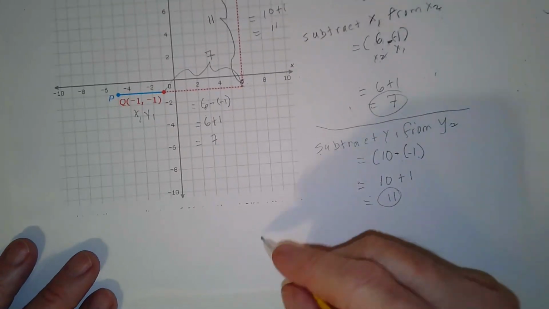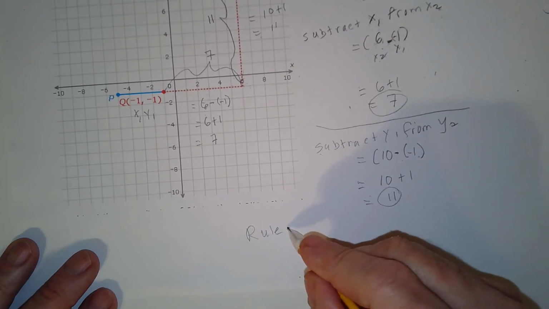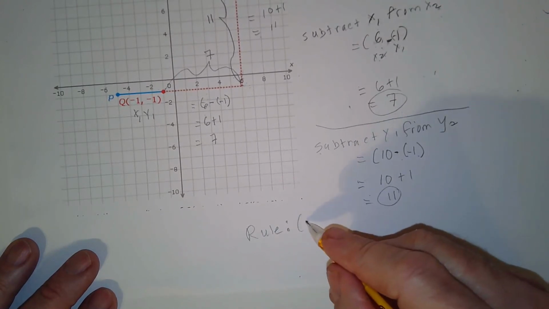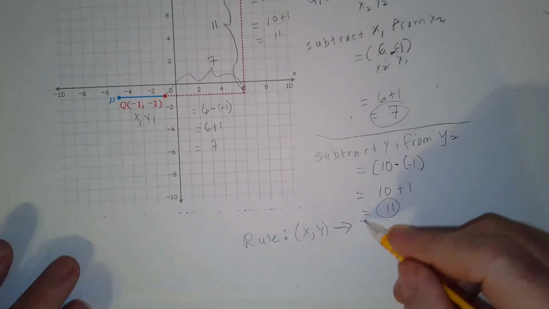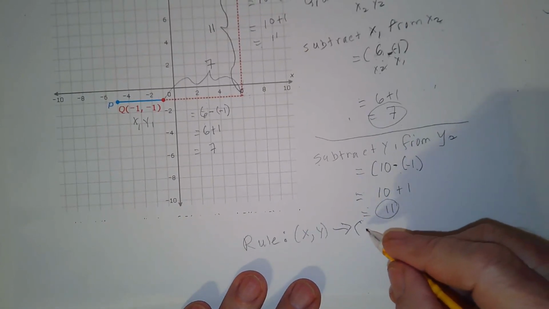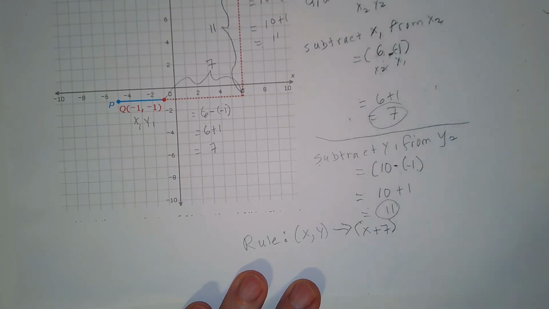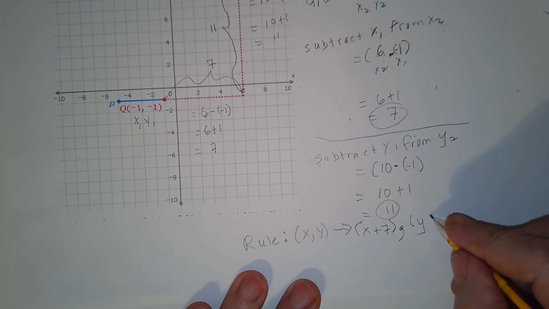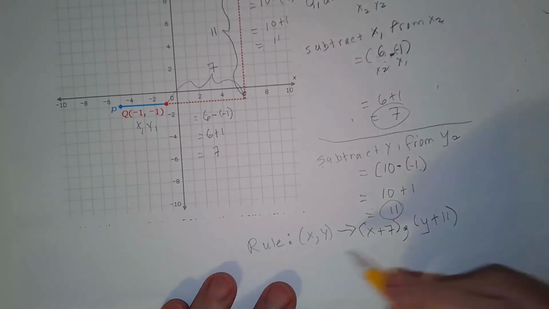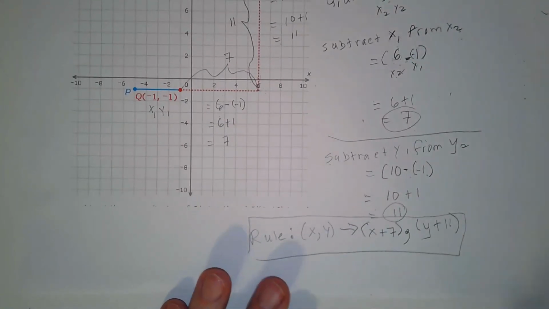So you're going to write your new rule. The rule will be (x, y) is now, in your translation, (x plus 7, y plus 11). Here's your 7, you're putting it here, comma, y plus 11. Okay? And that's your rule, that's your answer that you would be putting into the book, okay? Or into your IXL, not the book. Your online book, if you will.